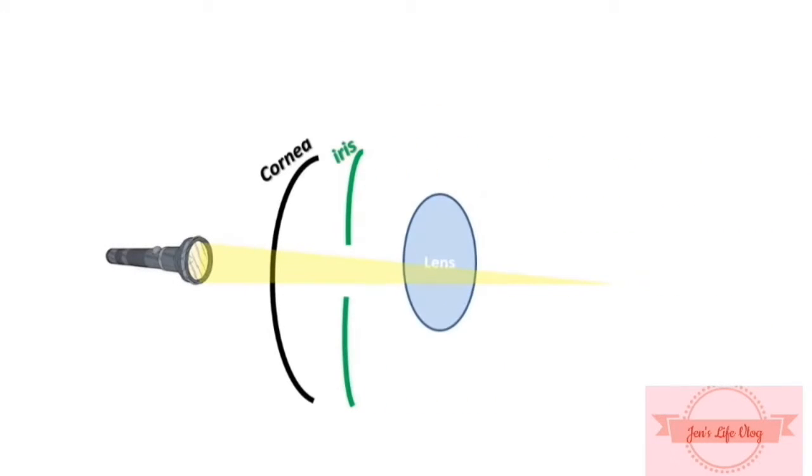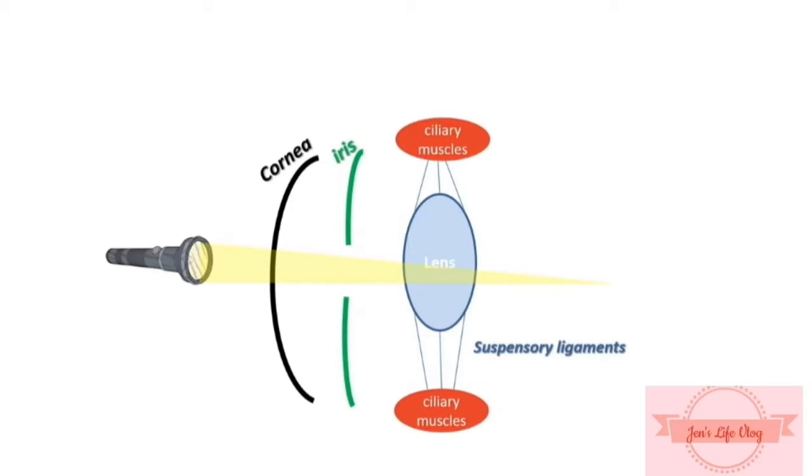Light enters the eye through the cornea, it travels through the hole in the center of the iris, which is called the pupil, and then through the lens. The lens is kept in its place by the suspensory ligament of the lens. This ligament attaches to the lens at its equator and connects it to the ciliary muscles.